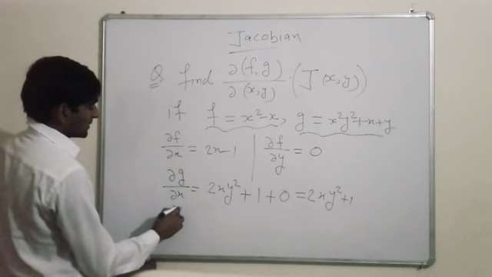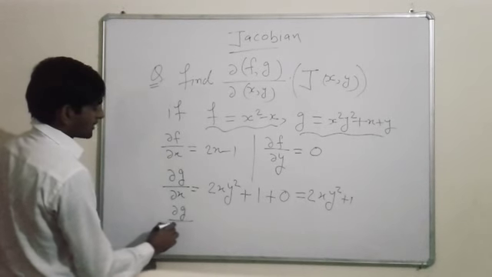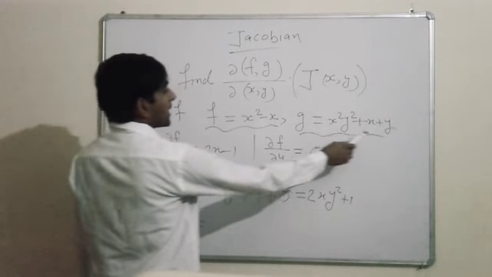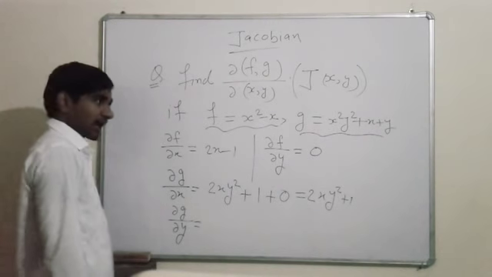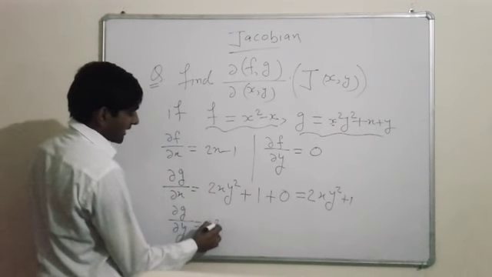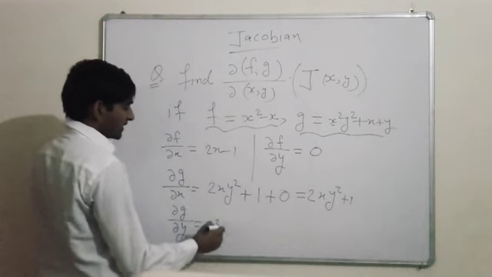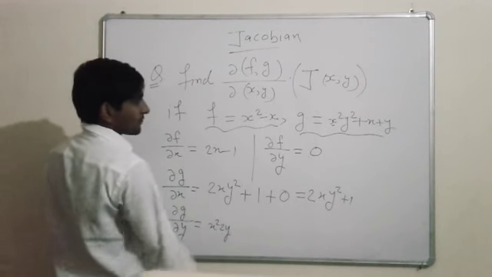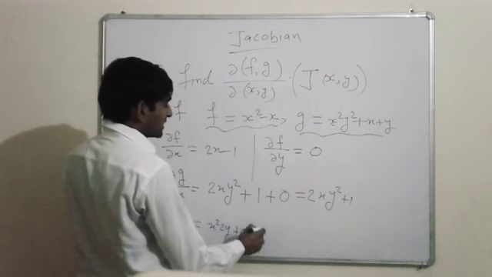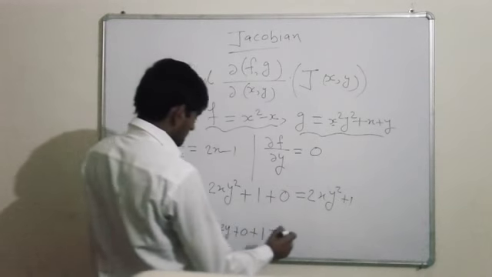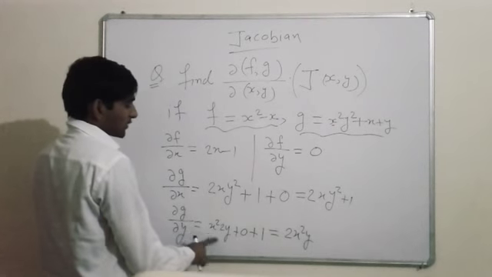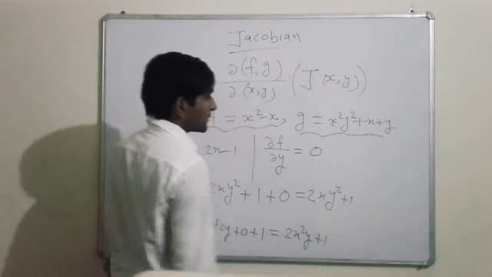And the partial derivative of g with respect to y. Now x will be constant. So x square is constant, the derivative of y square is 2y, x is constant so 0, and the derivative of y is 1. So this is 2x square y plus 1.